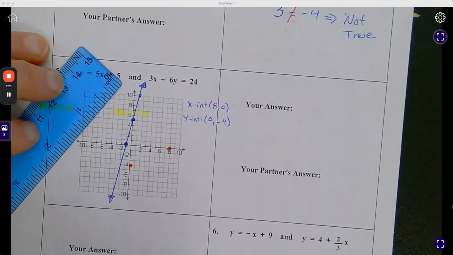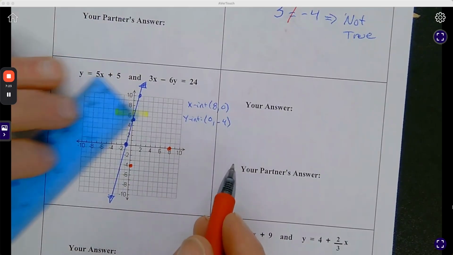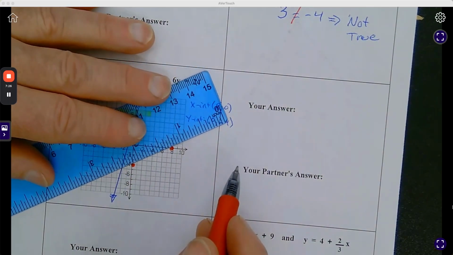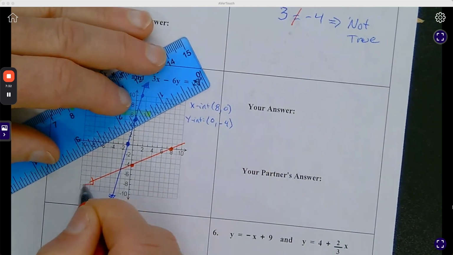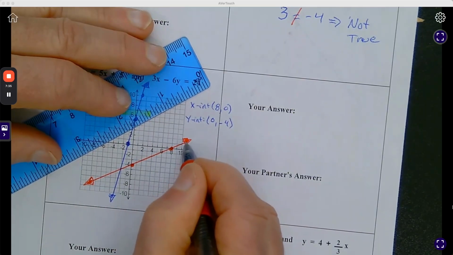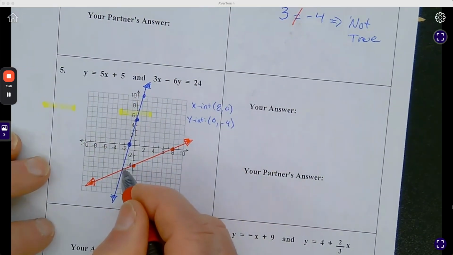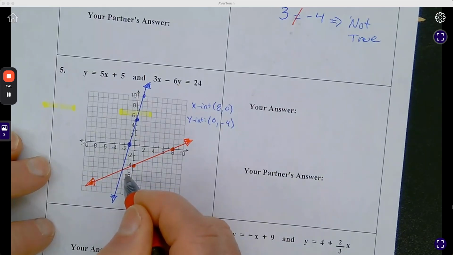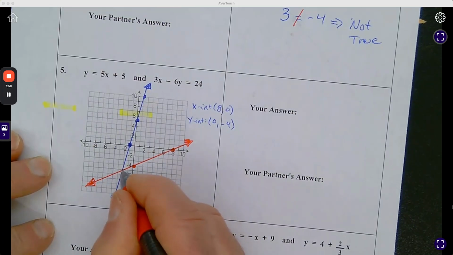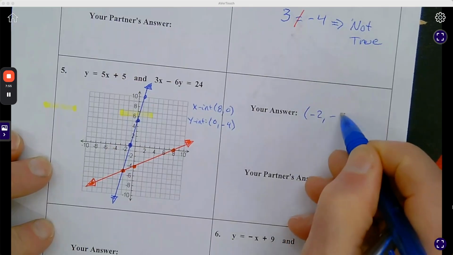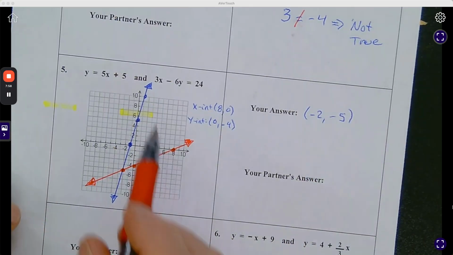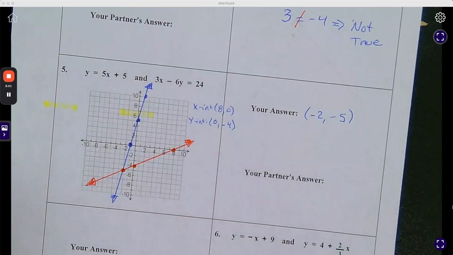All right. Let me make sure I got that right. 8, negative 4. 5 and 5. Okay. Just want to make sure. It looks like we have a point of intersection. I hope it's a nice one. Right there. And right there. Looks like our point is negative 2, comma, negative 5. Okay? So right there. Negative 2, comma, negative 5. And it looks like that works. So we're good.